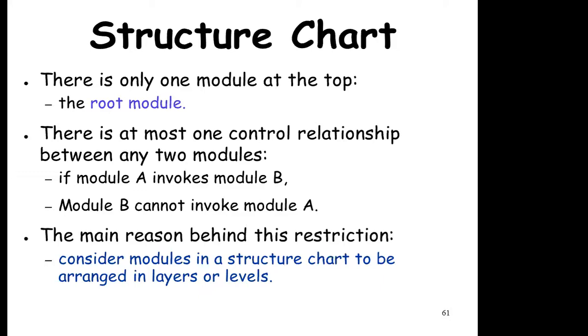It means if a chairman can give orders to the principal, then the principal cannot give orders to the chairman. The principal gives orders to teachers, teachers cannot give orders to the principal. So this type of process is also there. It is represented with the help of the control relationship. Next.